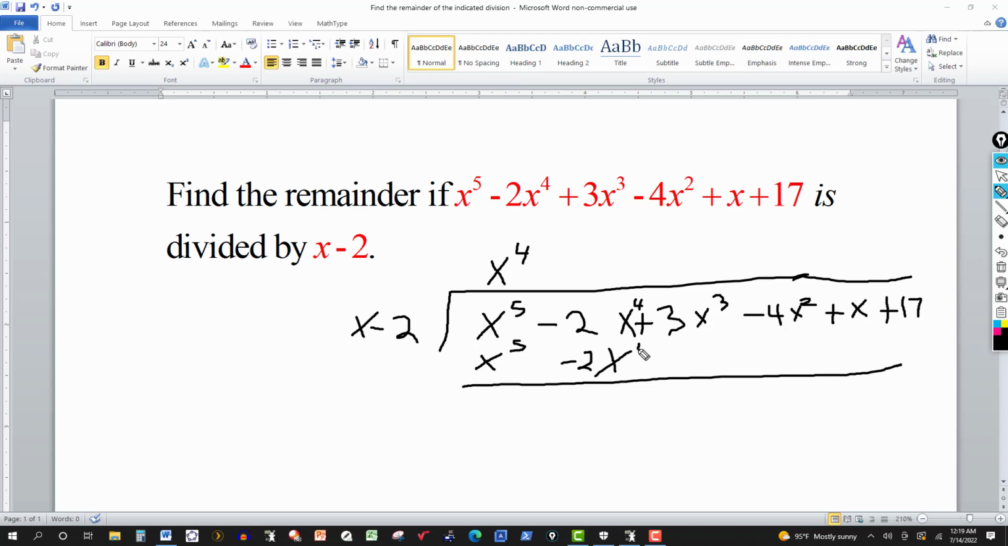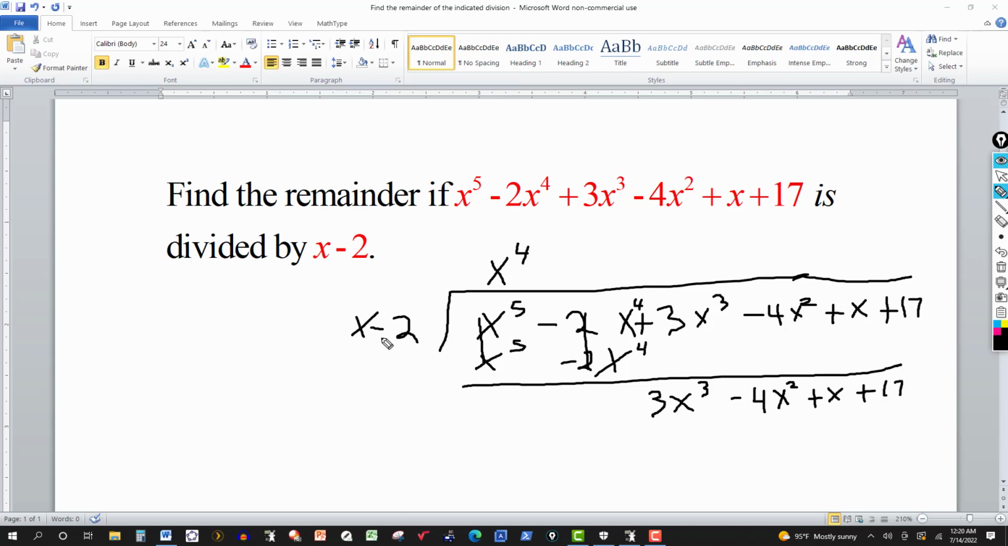X to the fourth. And then we just subtract here. So subtract, x to the fifth minus x to the fifth cancels, and minus 2x to the fourth, subtracting a minus 2x to the fourth, these cancel out. So the other ones we just bring down. Got 3x to the fifth, or x to the third I should say, minus 4x squared plus x plus 17.